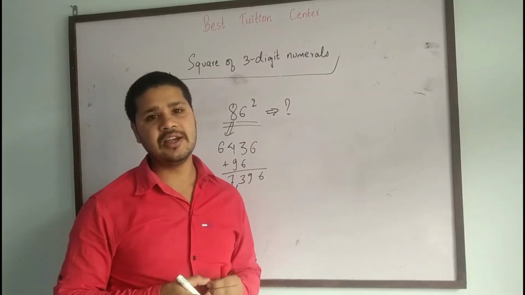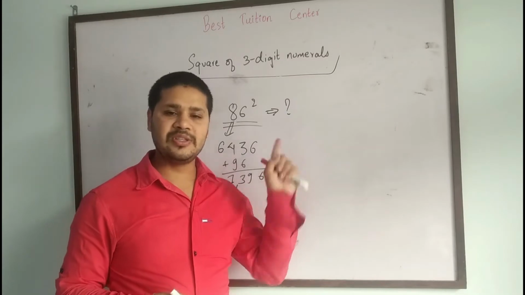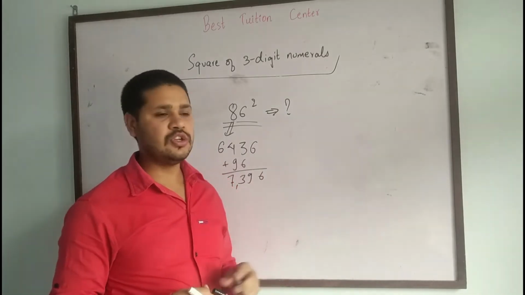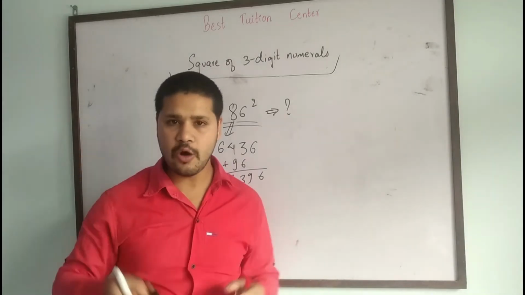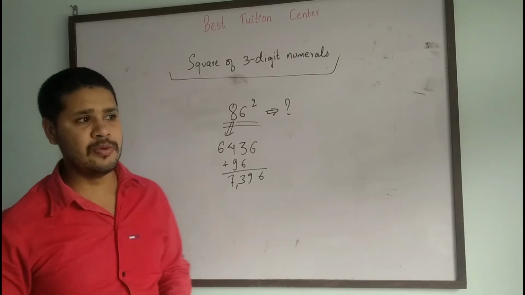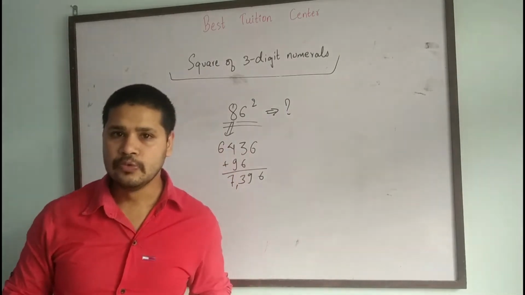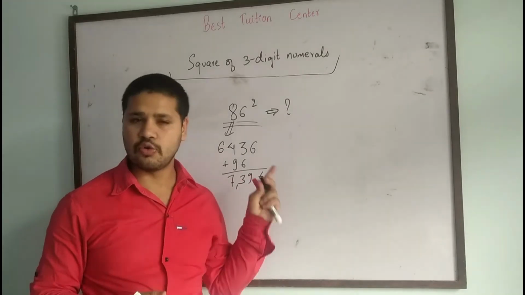If you have obtained this answer and you have written it in the comment section, then you are absolutely correct. If you have any questions from the previous video, you may write to me there, and you may also ask me in this video as well. For now, we are going to learn how to find the square of 3-digit numerals instantly. It won't take more than 10 to 12 seconds for us to get the answer.